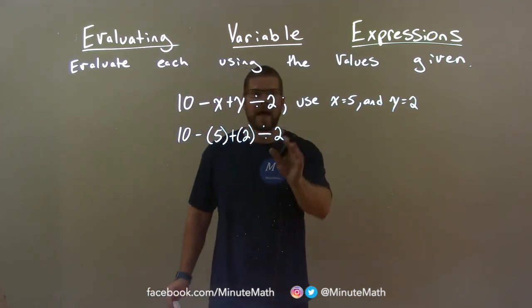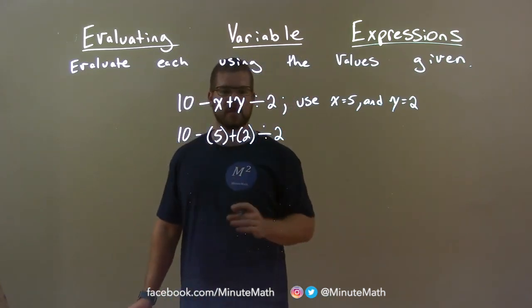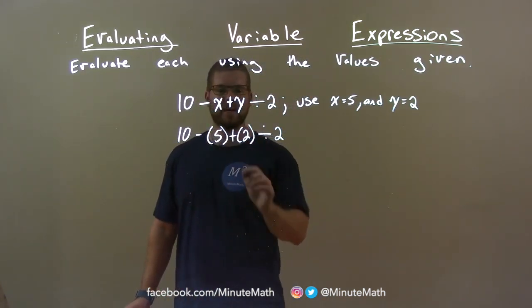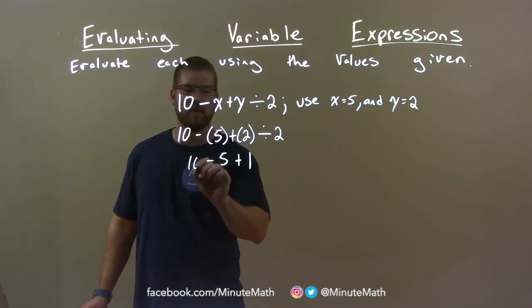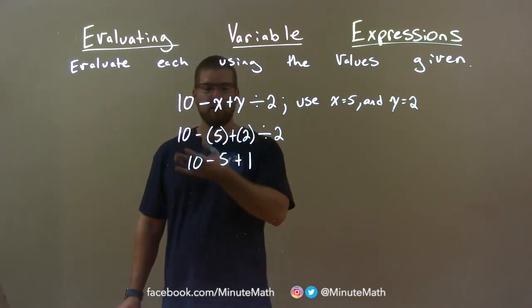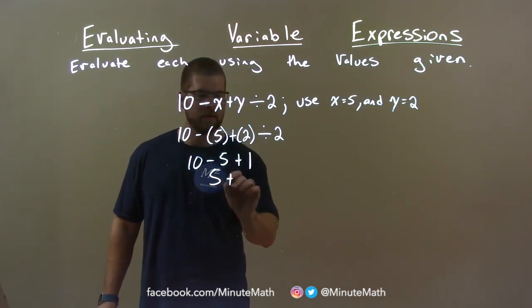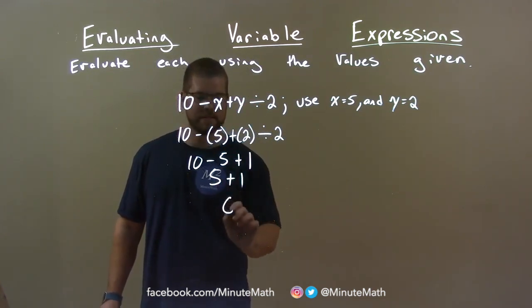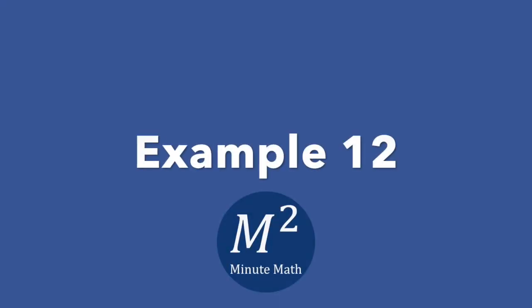Okay? So we have to follow our order of operations first. Division comes first here. 2 divided by 2 is 1. Any number divided by itself is just 1. Bring down everything else. Now, subtraction, addition. Let's go read left to right here. 10 minus 5 is 5 plus 1, and 5 plus 1 is 6. So our final answer here is just 6.